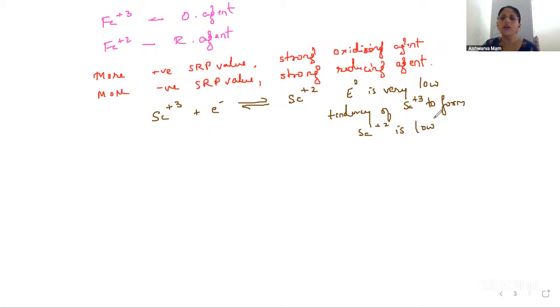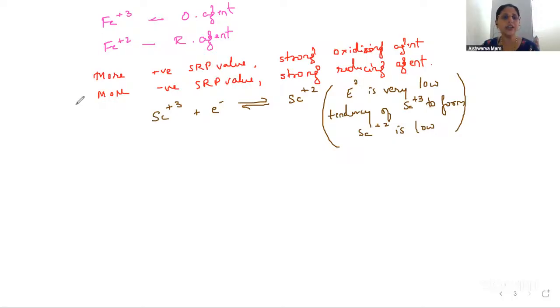Why, let us see. The electrode potential value is low, so what does it mean? The tendency of scandium plus 3 ion to form scandium plus 2 is very low, we said. Why is it very low? That means it will not form that easily.